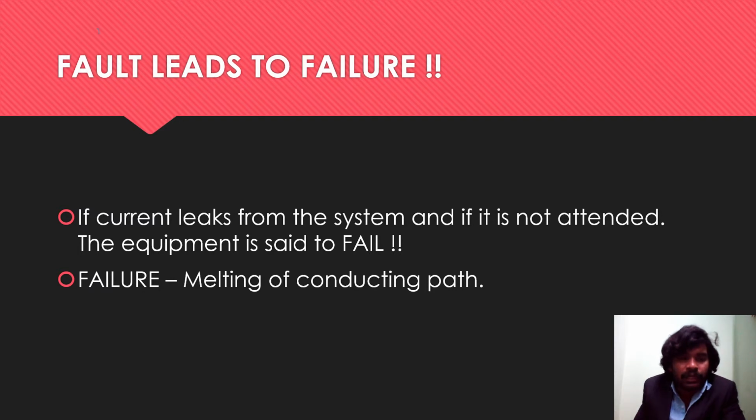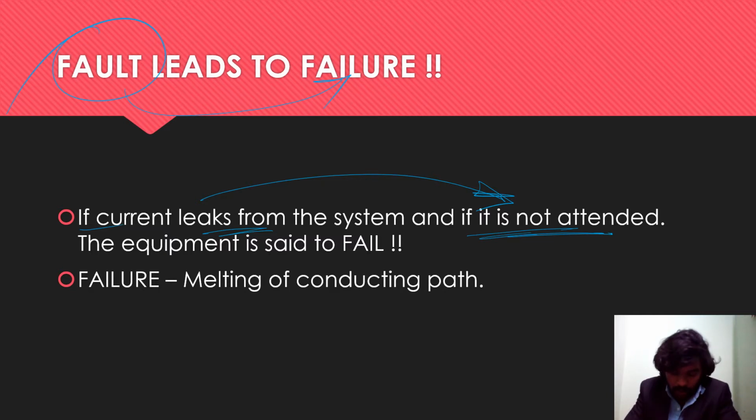What happens when a fault happens in a power system? Fault leads to failure of that particular apparatus where this leakage of current takes place. If current leaks from the system and this leakage is not attended to, what happens? Consider when water leaks in your house: you attend to it by getting a plumber, or if you know the problem, you attend to the fault so that the leakage can be minimized or reduced. And if it is not attended to, then the equipment is set to fail.